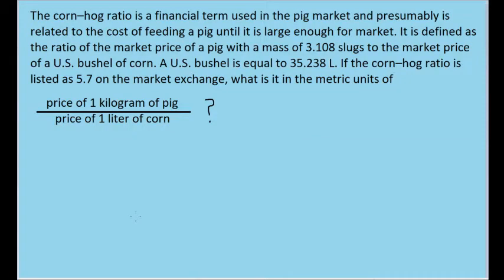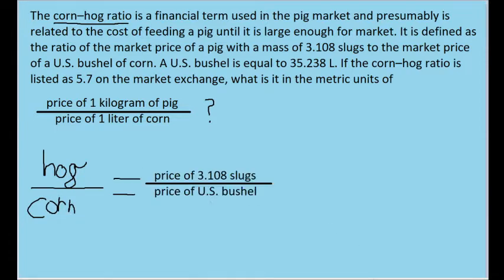This is a problem that might seem kind of confusing, because even though we're told repeatedly about the corn-hog ratio, the definition of the ratio that this problem gives us is the market price of a pig to the market price of a U.S. bushel of corn. So by this definition, we should really be thinking of this ratio as more of a hog-corn ratio, as in the price of a pig to the price of corn. So that's something about this question that doesn't really make a lot of sense.